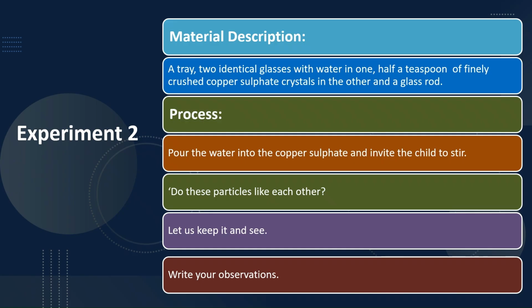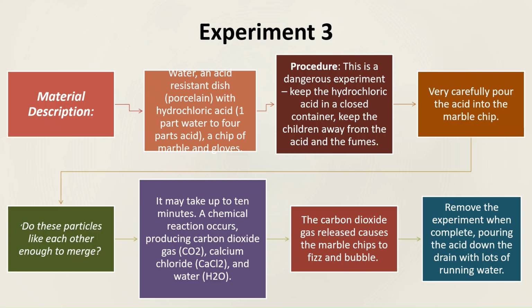Experiment 2. Material description. A tray, two identical glasses with water in one, half a teaspoon of finely crushed copper sulfate crystals in the other, and a glass rod. Process: pour the water into the copper sulfate and invite the child to stir. Do these particles like each other? Let us keep it and see what happens. Write your observations.